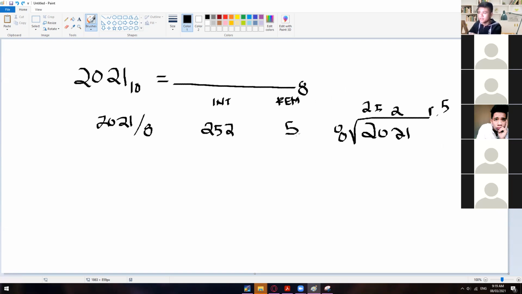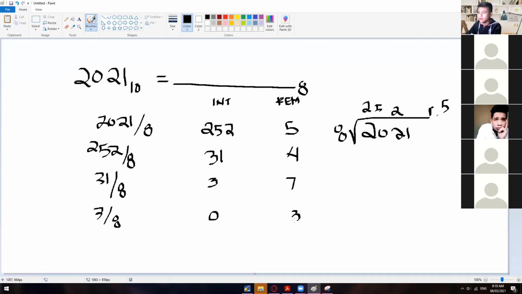That's how we've got this remainder. And then just keep on copying this one. So 252 divided by 8, I've got here 31.5. So 31 here, and then 0.5 times 8 is 4. Then just keep on copying that. So 31 divided by 8: 8, 16, 24 is 3, remainder 7. And then 3 divided by 8 is 0, remainder 3. Once this is already 0, that's the time that we will stop. Then just read this one from bottom to top. So the answer right here is 3745.